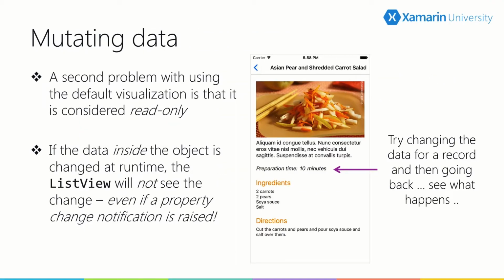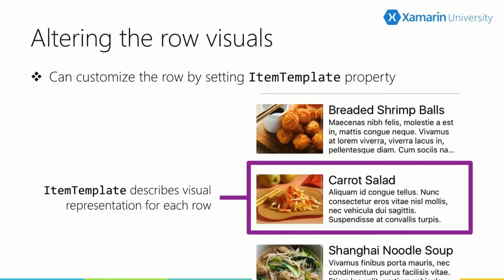There's another problem with this approach. Even if you say, I'm fine with this label that I have there with the default visualization, try changing one of the properties of your items. You will notice that the change will not be reflected in the ListView. The reason for this is that what gets generated here does not observe the INotifyPropertyChanged event. So changes will not be visible. We can fix both the visual aspects and also the property change problem by providing a custom layout.